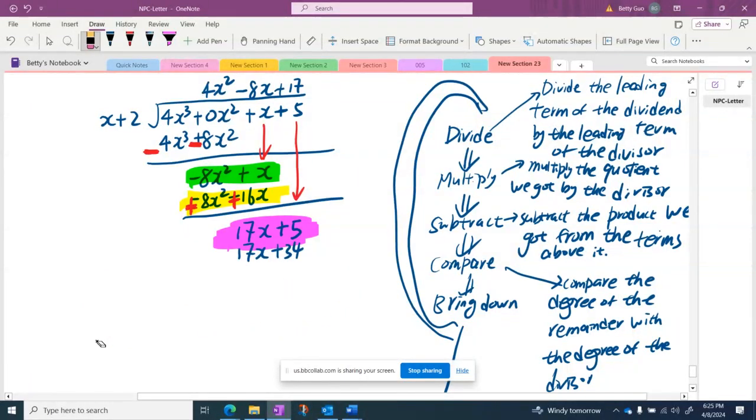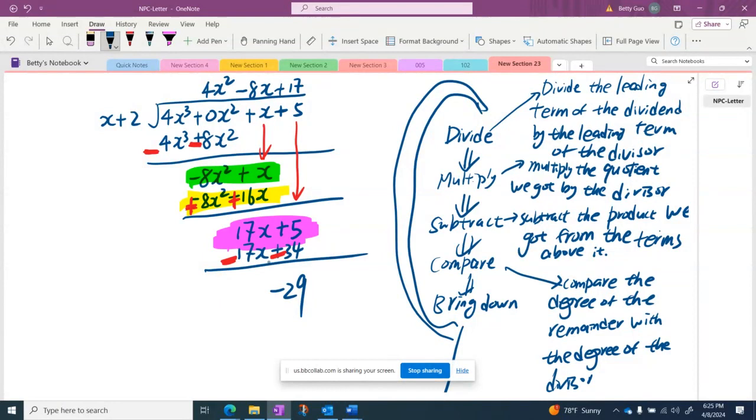By the procedure, next step, we are going to subtract again. But instead of subtracting, we're going to change signs and do the addition. Both are positive, so change them to negative and then add. 17x and negative 17x add up to 0. 5 and negative 34 add up to negative 29. 5 minus 34 is negative 29.